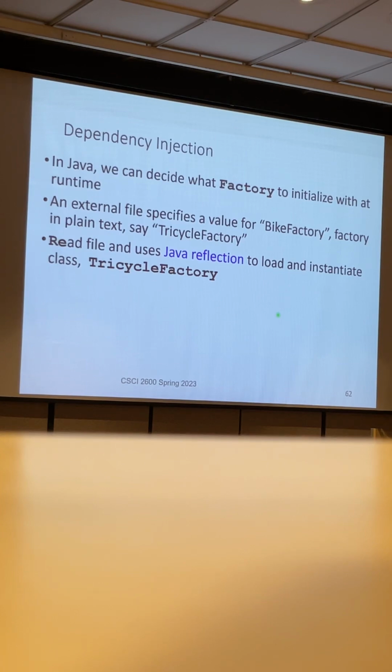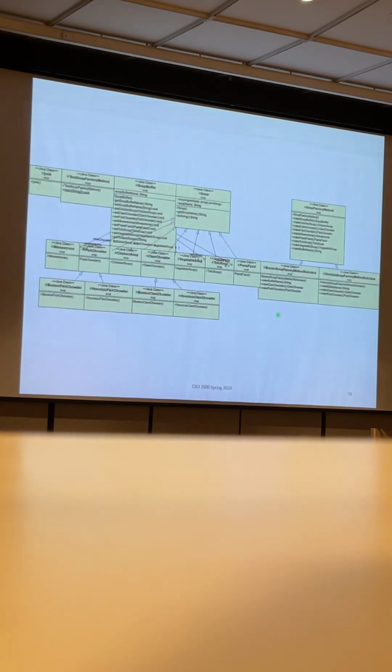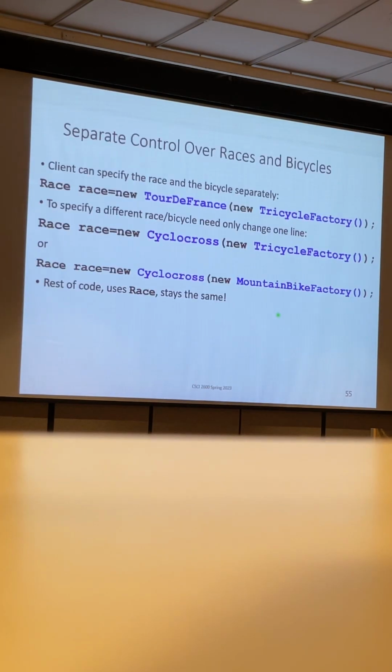Now if you want to have even more flexibility, we can go for dependency injection. So let's look at our last implementation here, and it was pretty flexible. We no longer had this rigid connection between the type of the race and the type of the bicycle. So we could mix and match, but we had to make the decision at the time we were writing the code.